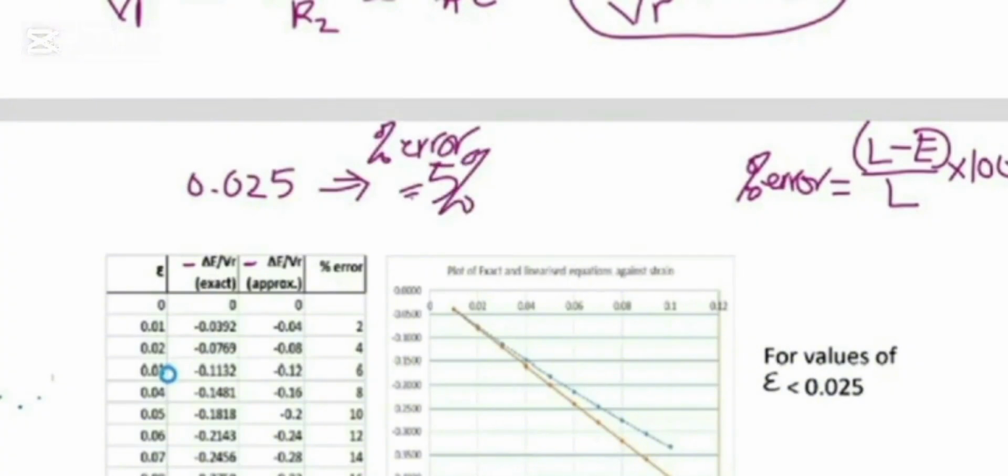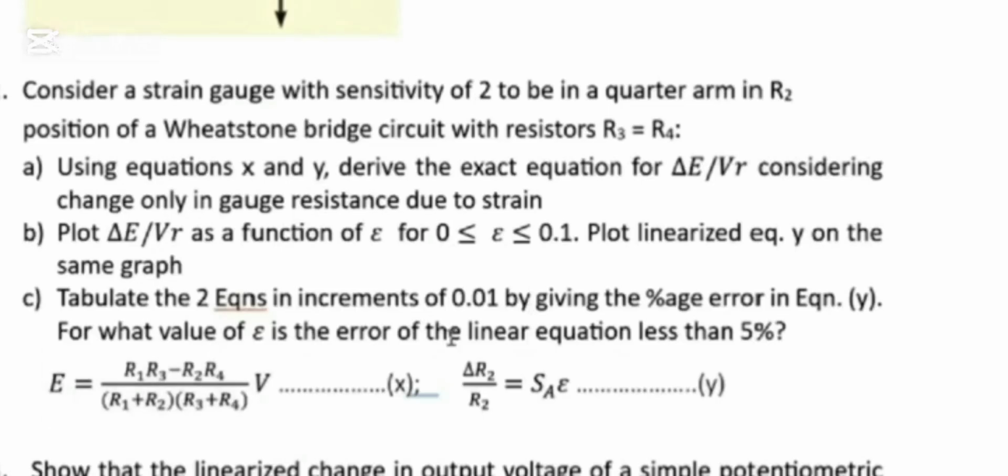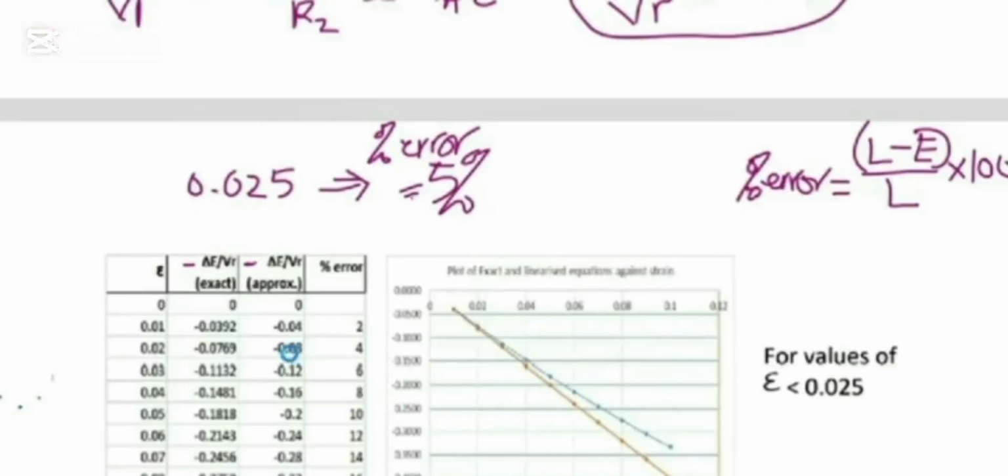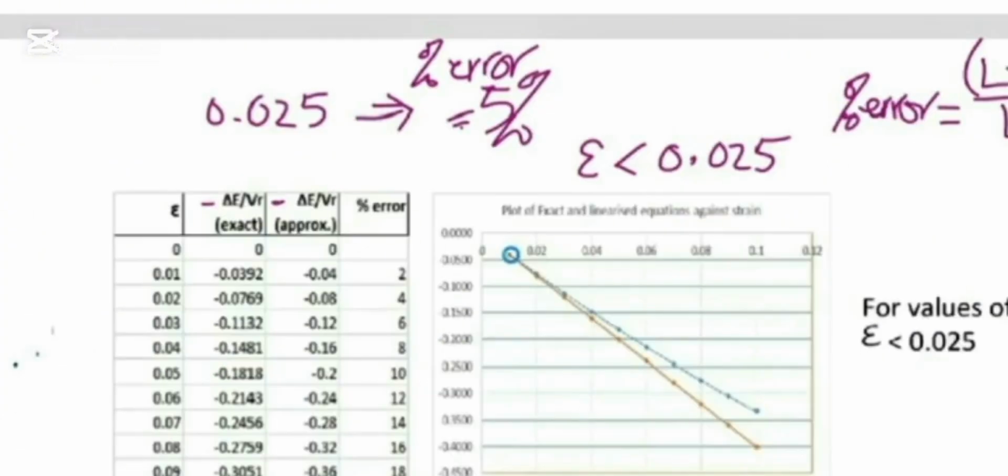So it means, for what value of the strain is the error of the linear equation less than 5%? You know, the error basically is on the linear equation. So it means it is for strain values less than 0.025. Anything greater than 0.025, the error is greater than 5%. If it is 0.03, the error is what? 6%. So it means you can even see from here, from the two curves, almost you can't even differentiate between the two lines because the error is very small.